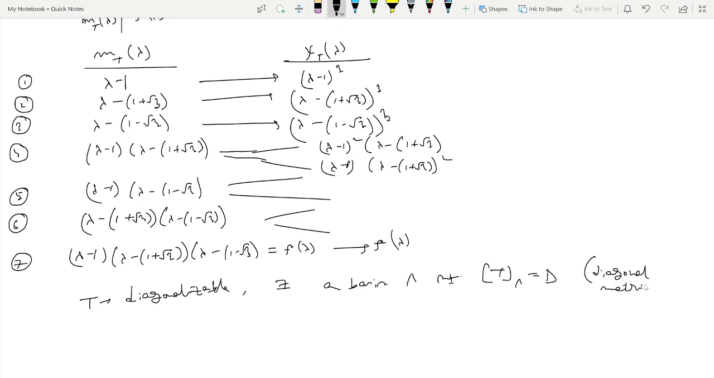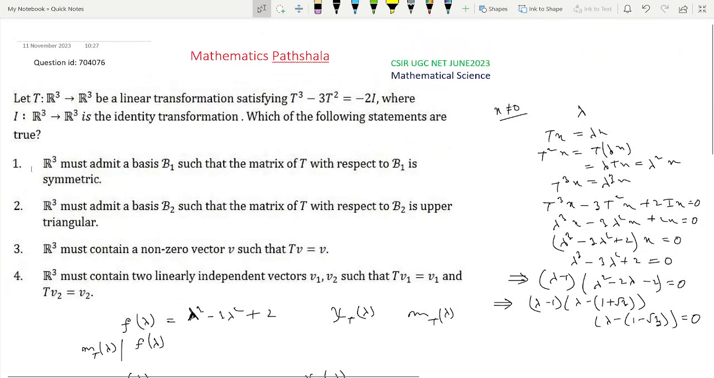So now look at option 1 and 2. See, option 1 says that R3 admits a basis such that the matrix of T with respect to that basis is symmetric. So we get a basis beta such that the matrix with respect to that basis is a diagonal matrix, so that must be symmetric. So option 1 is correct. And option 2 says that a basis exists such that the matrix of T with respect to that basis is upper triangular, so we get diagonal, that must be upper triangular. So option 2 is also a correct option.